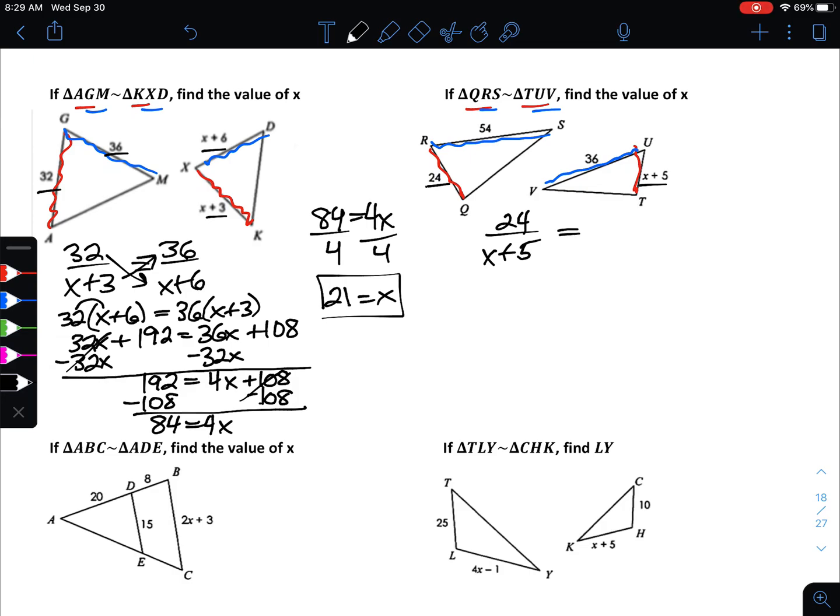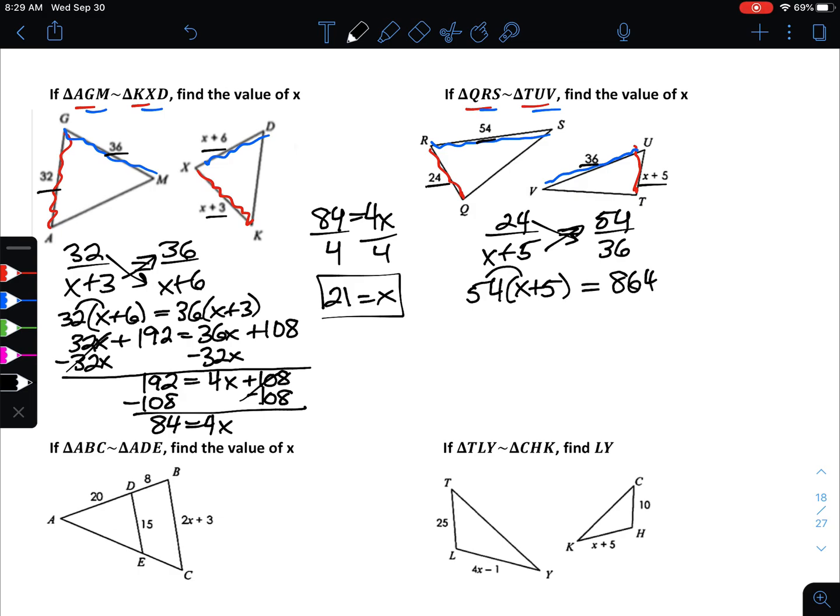We also had that 54 matched with 36. All right, so now we can set up our proportion. We're going to take 54 multiplied by x plus 5 is equal to, take 24 multiplied by 36, which is 864. And now we can start to solve our equation.